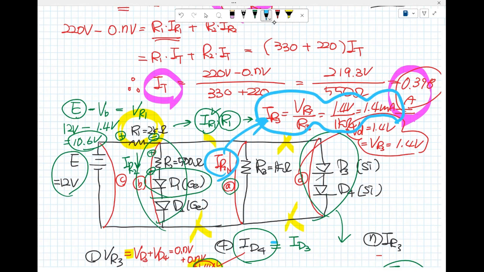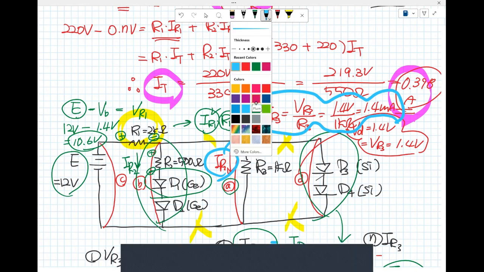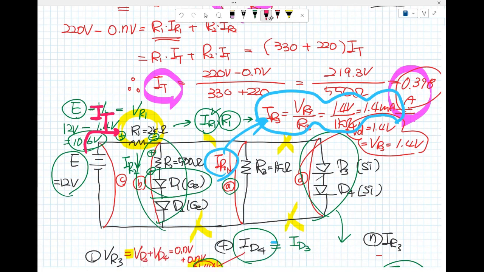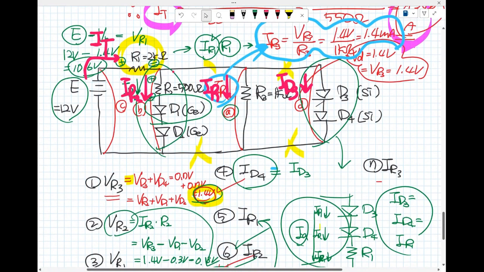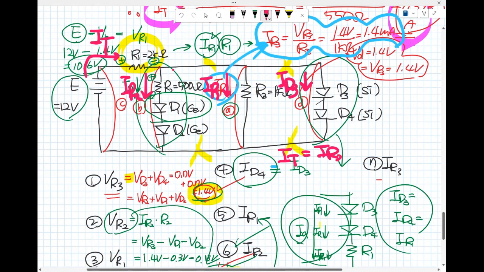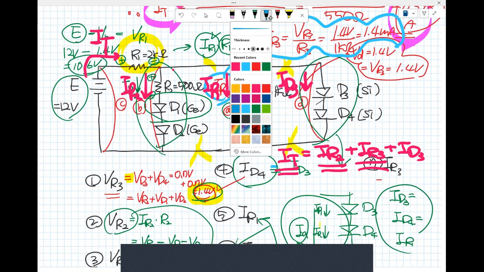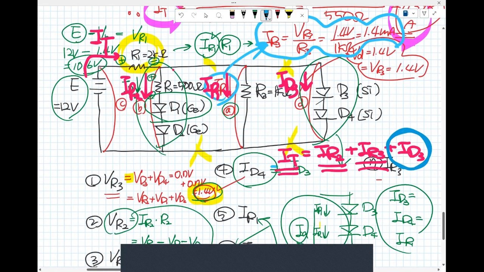Now I'm going to change the color. Here we go. This is the I sub t, right? A few minutes ago, you may have been asking me, Professor, is I sub R sub 1 the same as I sub t? Yes. But here, this is the I sub R sub 2, and this is the I sub R sub 3, and this is the I sub D sub 3. So what does that mean? The I sub t is I sub R sub 2 plus I sub R sub 3 plus I sub D sub 3. We know I sub t, I sub R sub 2, and I sub R sub 3, so finally we can find the I sub D sub 3.